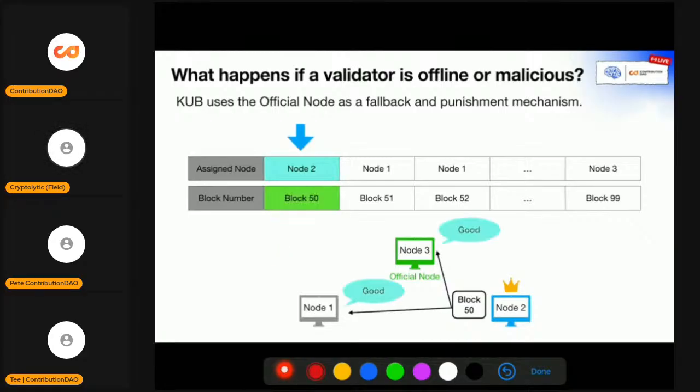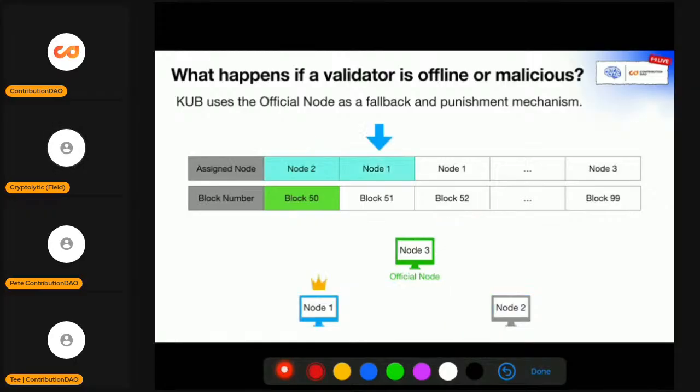And if it is okay, nothing is going to happen, you just move to the next block. When you go from block 50 to block 51, now it is the turn of node 1. Node 1 has to propose a block, but it fails to propose a block. So if it has to wait further, the chain is going to be stuck. I mean, it is not really stuck, but you have to wait for too long.